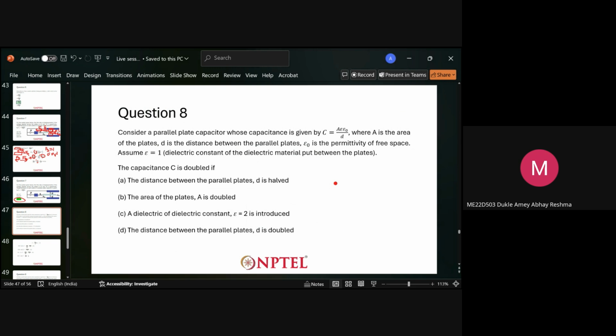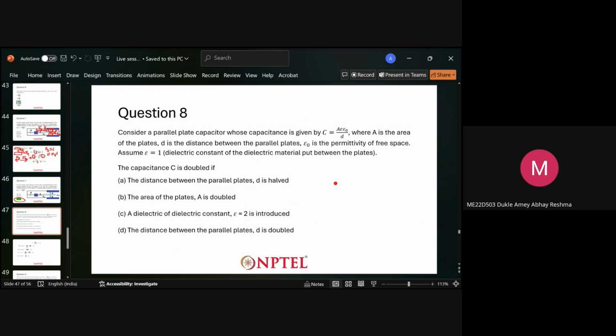Now you want to find out how you will double the capacitance. The distance between the parallel plates is halved, that is, d by 2. The area of the plates, A, is doubled. The dielectric constant is changed to 2, or the distance between the parallel plates, d, is doubled.